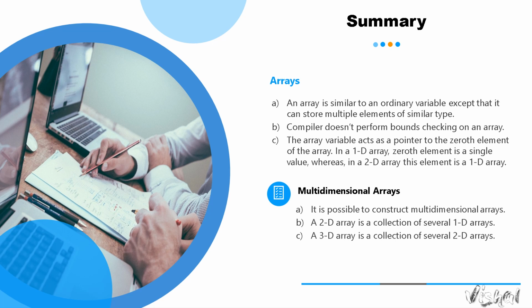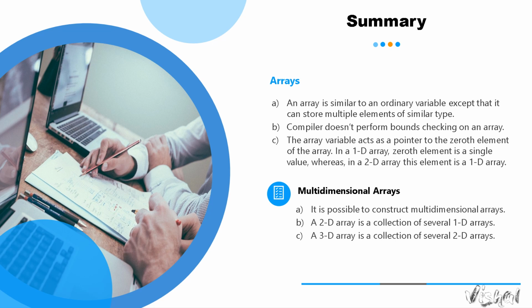The third is that the array variable acts as a pointer to the zeroth element of the array. In a 1D array, the zeroth element is a single value, whereas in a 2D array, this element is a 1D array. What does it say? It means that the base address of the 1D array starts from 0, while the base address of the 2D array starts from the 1D array. It might be confusing for now, but we will understand it later.